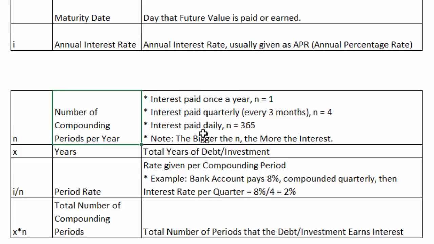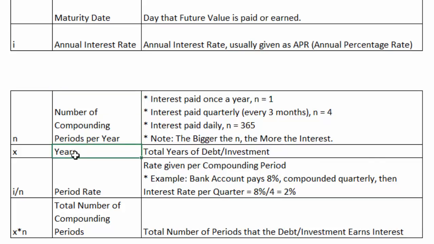Interest paid daily. Surprisingly enough, a lot of savings accounts at banks pay interest daily. So the n will be n equal to 365. That means they have to add the interest to your savings account every day. And the next day when they calculate your new interest, it includes all the previous daily interest that you earned. Note, the bigger the n, like 365, the more the interest will be.